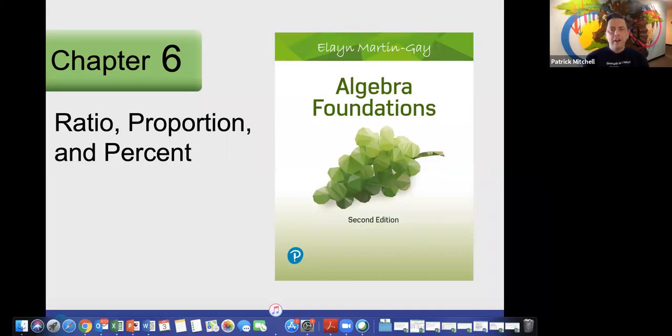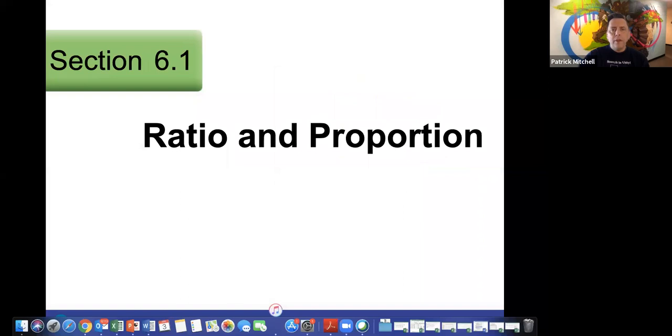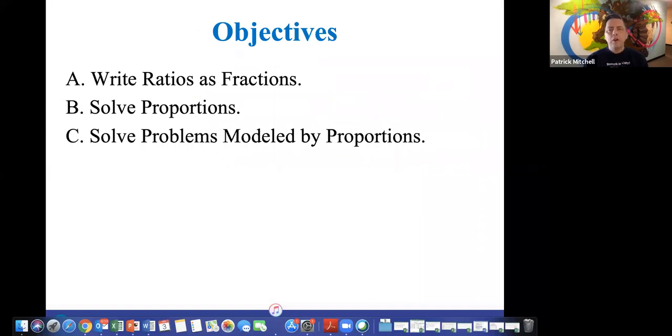Today we are starting Chapter 6 on ratio, proportion, and percent, starting with Section 6.1 on ratio and proportion. In this section, we're going to write ratios as fractions, solve proportions, and then solve problems modeled by proportions.